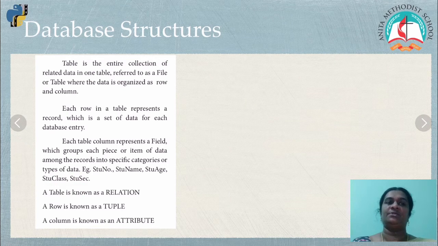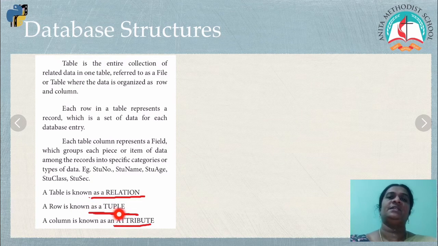These are important objectives, students. A table is known as relation. A row is known as tuple. Tuple we learnt already in the last lesson. And a column is known as attribute. Correct. So relation, tuple, and then attribute. A table is known as relation, a row is known as tuple, and a column is known as attribute. Correct. So these are the database structures.